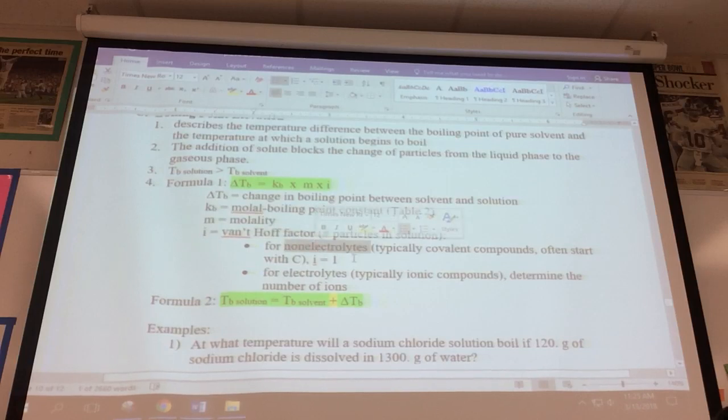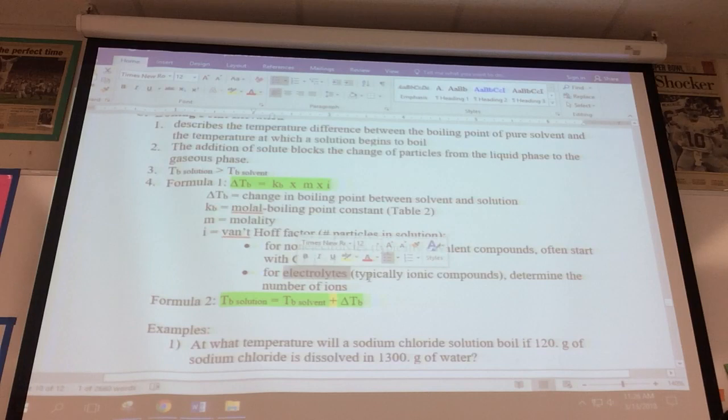If you have a non-electrolyte, this is a substance that's not going to break up into ions. So you're essentially going to have one particle, if you will. So these are your covalent compounds, and they often start with carbon. These are your sugars: glucose, C6H12O6, sucrose. Non-electrolytes, i is 1. And on the classwork, I think I told you when i was 1, I kept it simple. I'm not going to do one of those with you because they're much easier. And i is 1 for a covalent compound.